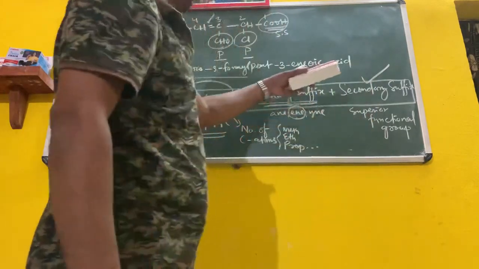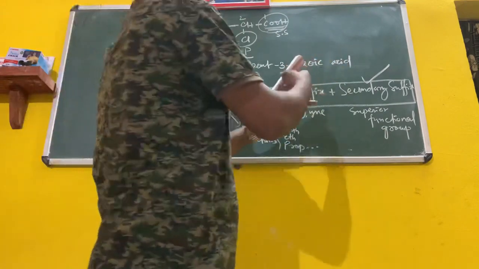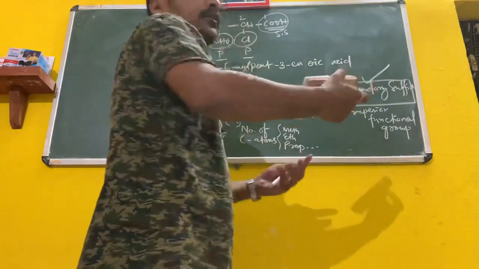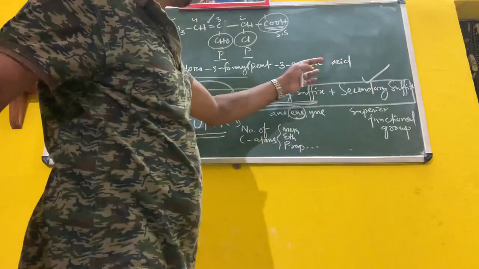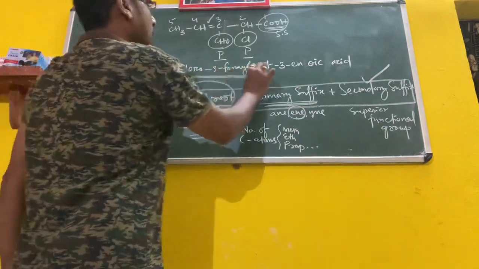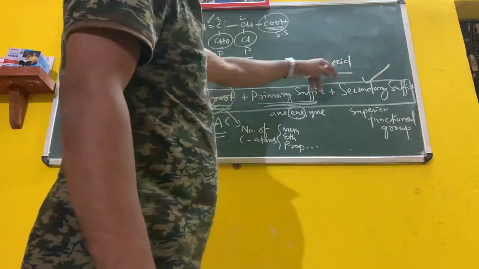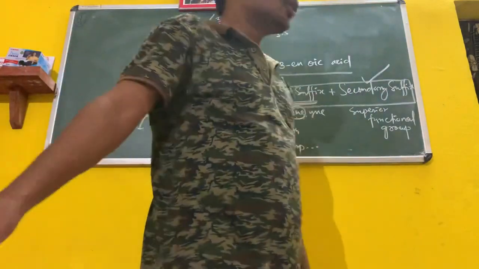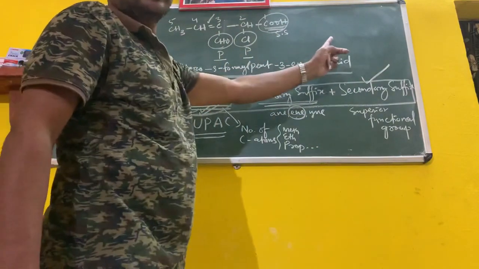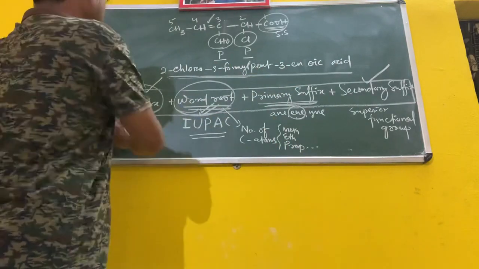But here you see there is E and O. So which one is deleted? This one, the E. If you delete the other, there is no recognition of the functional group. So you remove this one, leaving enoic acid. So the name of the compound is 2-chloro-3-formylpent-3-enoic acid. Clear? Like this you can remember this formula and write the IUPAC name. Suppose I am doing another example according to this formula.